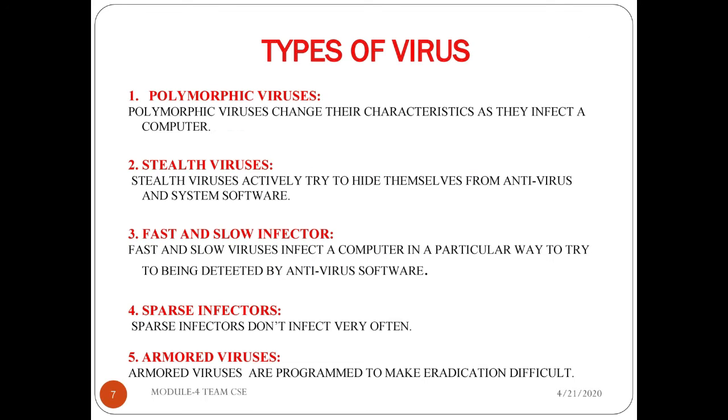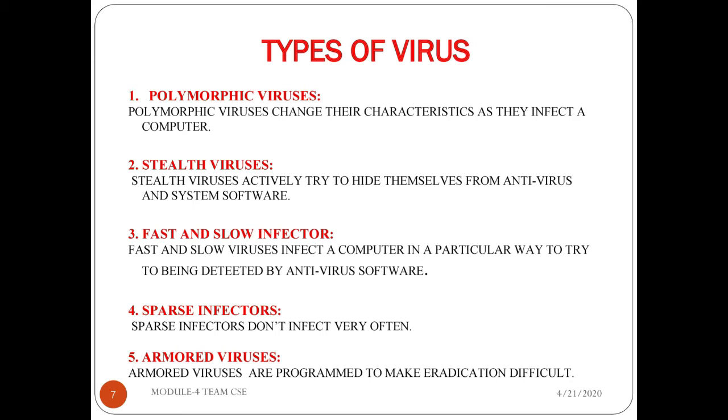Next slide, please. Types of viruses. There are five types we're going to consider. First one is called polymorphic virus. This virus changes its characteristics as it infects a computer. Second one, stealth virus. Stealth viruses actively try to hide themselves from the antivirus and system software.